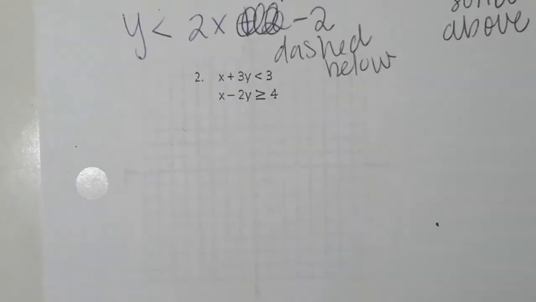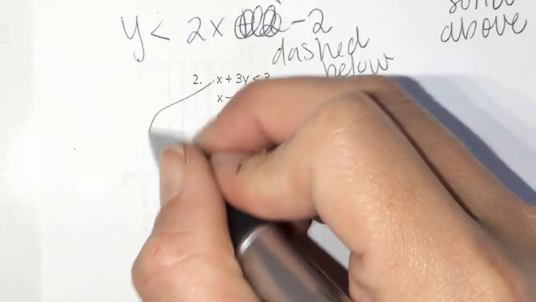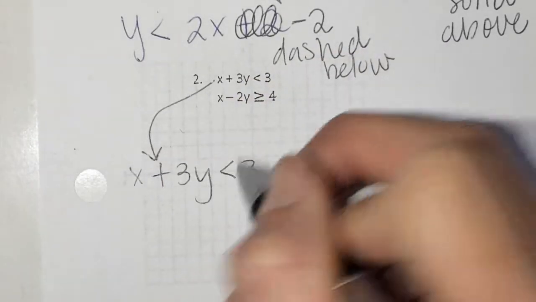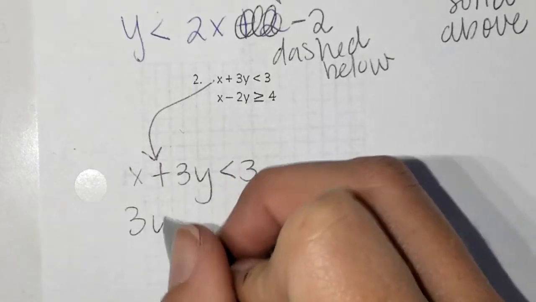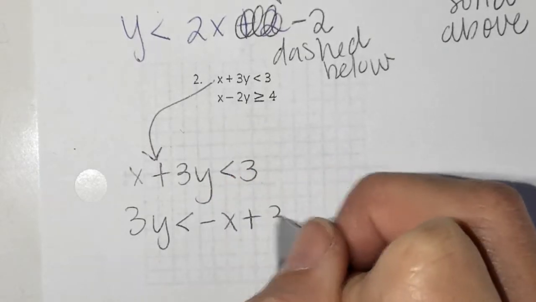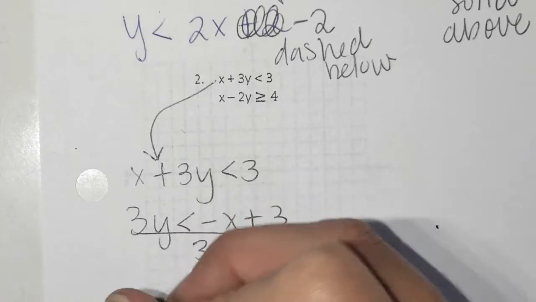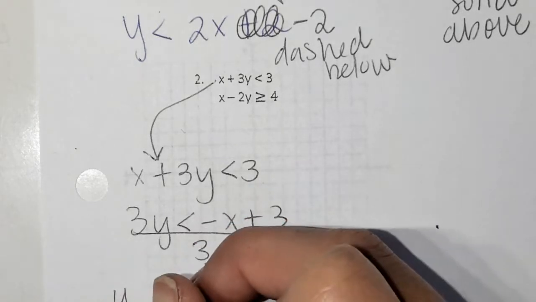Alright, Bryant, tell me how to put this one in slope-intercept form. Subtract x and then divide by 3. Very good. So I'll have 3y is less than negative x plus 3. And you said divide by 3? Yes, ma'am. Do I have to change the sign? No. Alright. Positive. So it'd be y is what?